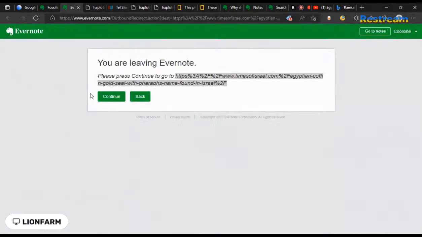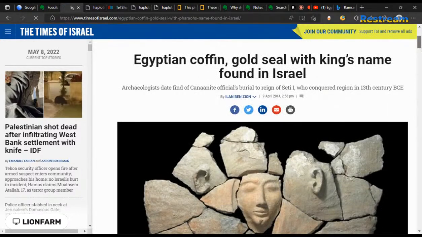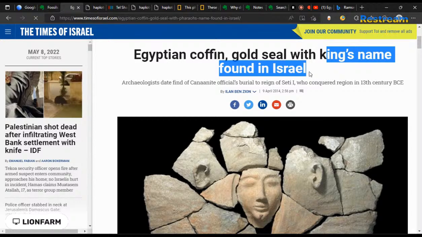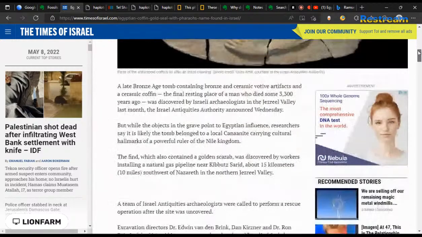The reason why it's important is for understanding haplogroups. What would be the father's line? That would be the line of Israel versus the line of the strangers, of a different group that wouldn't be Israel, right? Here's that coffin, an Egyptian coffin, a gold seal with the king's name found in Israel. So you see what's going on there. Archaeologists find a Canaanite official's burial dating to the reign of Seti I, right? So it's letting you know what's going on there.